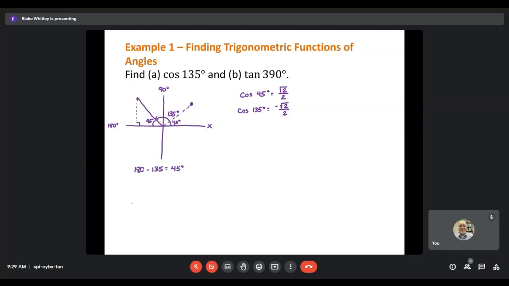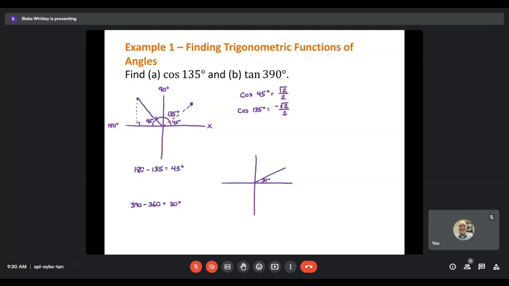So the next one we want to do is tangent of 390. So again, I'm going to sketch this. Now, 390 is actually bigger than 360 degrees. So we know we're going more than a full revolution. We just need to figure out how much more. Well, 390 minus 360 only leaves us with 30 degrees. So we're only going 30 degrees more than a full revolution in this case. So that's going to leave me in this first quadrant right here.